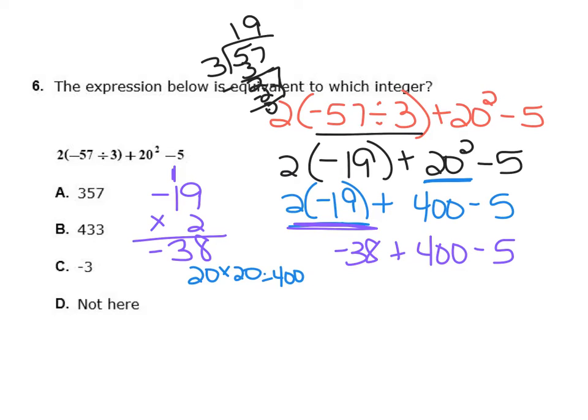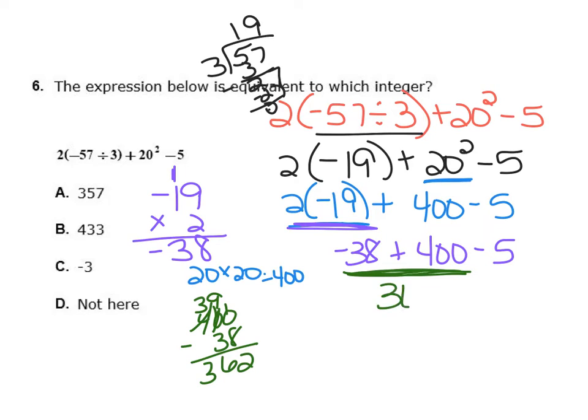So remember with addition, adding integers, if they have different signs, you're going to subtract. So that's 400 minus 38. We're going to borrow and then carry it over. So 10 minus 8 is 2. This becomes 9. 10 minus 3 is 6. And 3 minus 0 is 3.